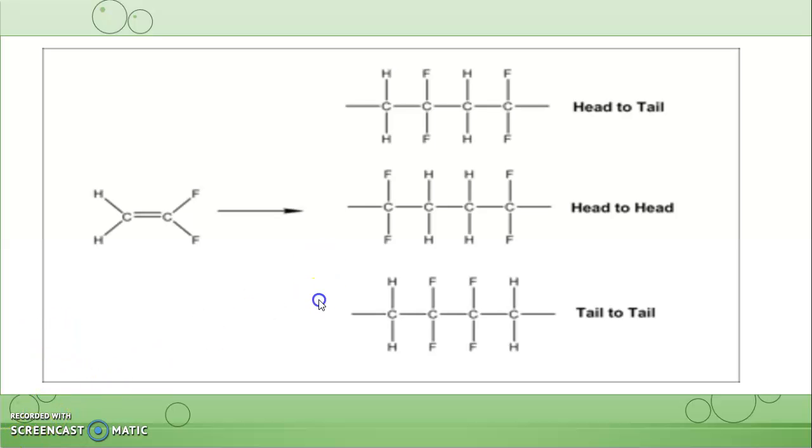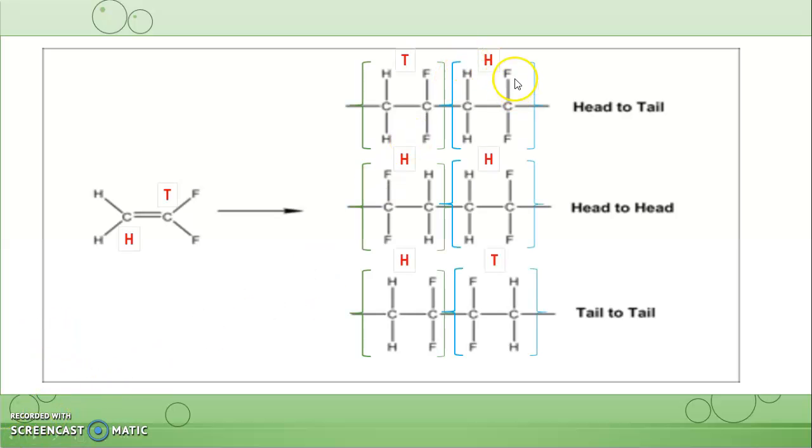This is another example of a head-to-tail structure. This is head and this is tail here. This one is head to head and this one is tail to tail.